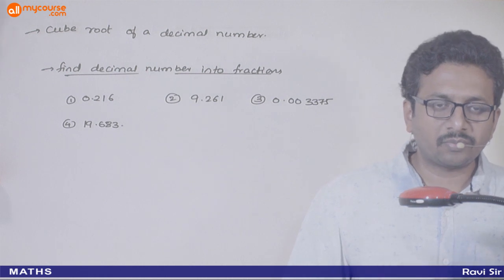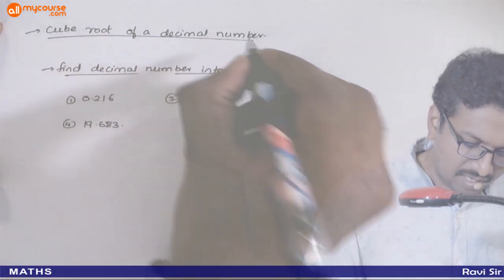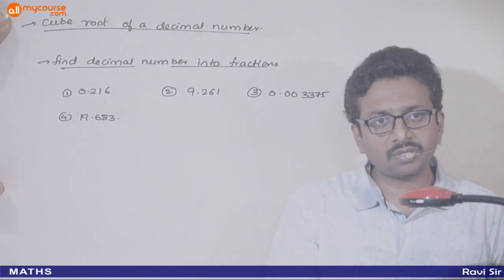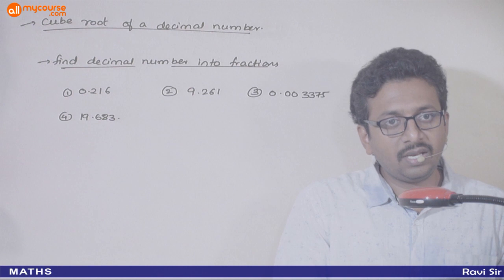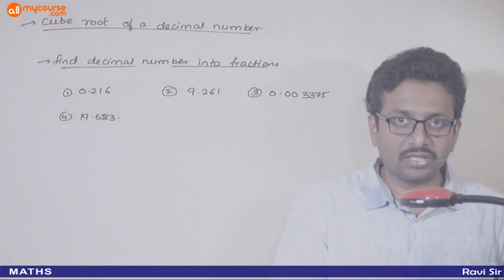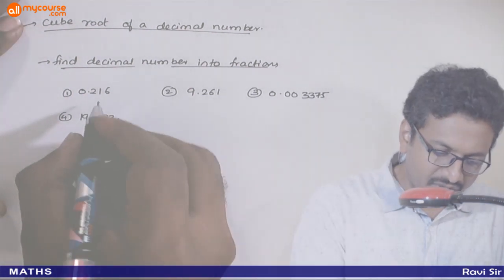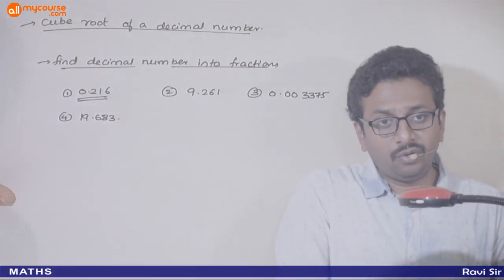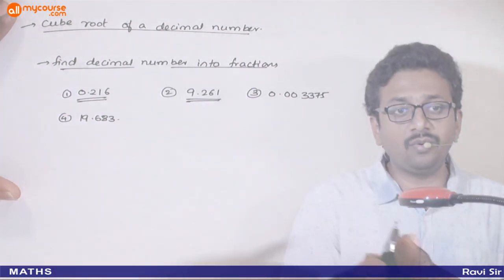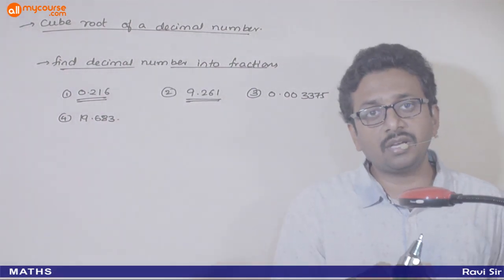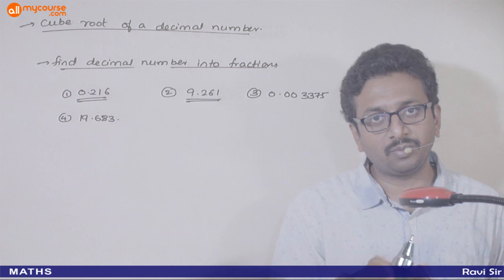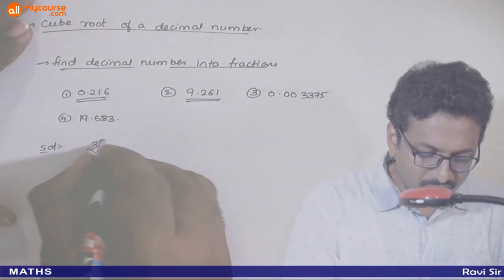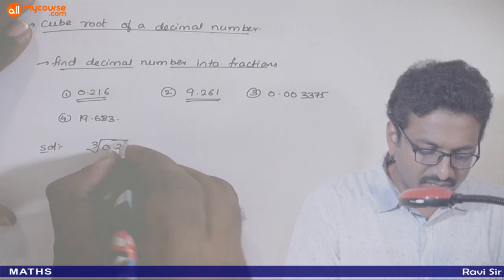So hello students. As you have understood how to find cube roots of natural numbers, we can similarly find cube roots of decimal numbers also. For example, if you are asked to find the cube root of 0.216, or 9.261, a question that asks for cube roots of decimal numbers, then. So if you are asked to find cube root of 0.216.